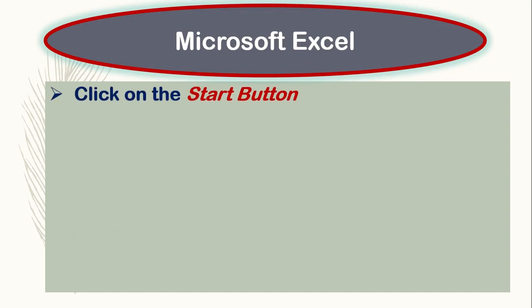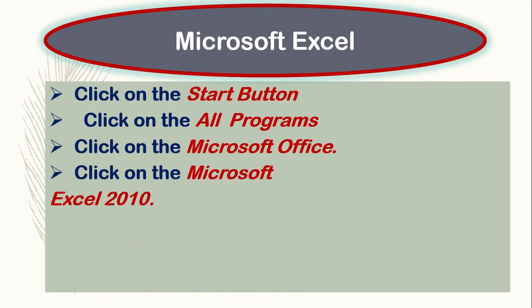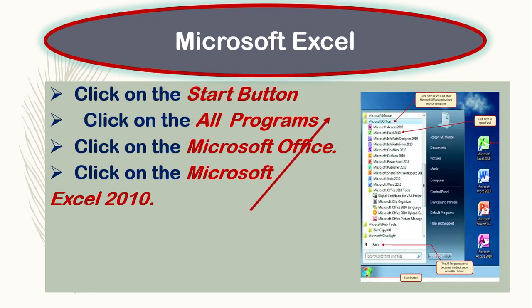Next are the steps to open Microsoft Excel. First step is we will click on the start button. Second step is we will click on all programs. Third is we will click on Microsoft Office, and fourth step is we will click on Microsoft Excel 2010. With this, the Microsoft Excel screen will be shown on the desktop.